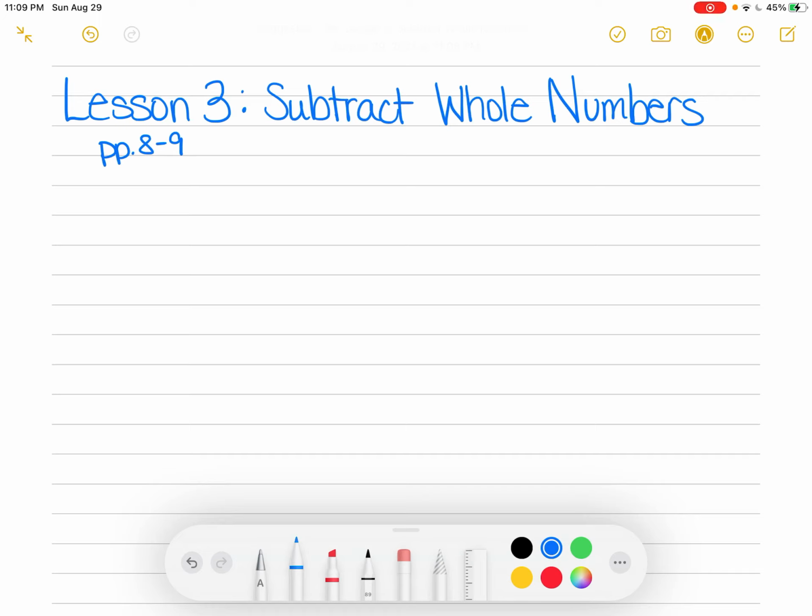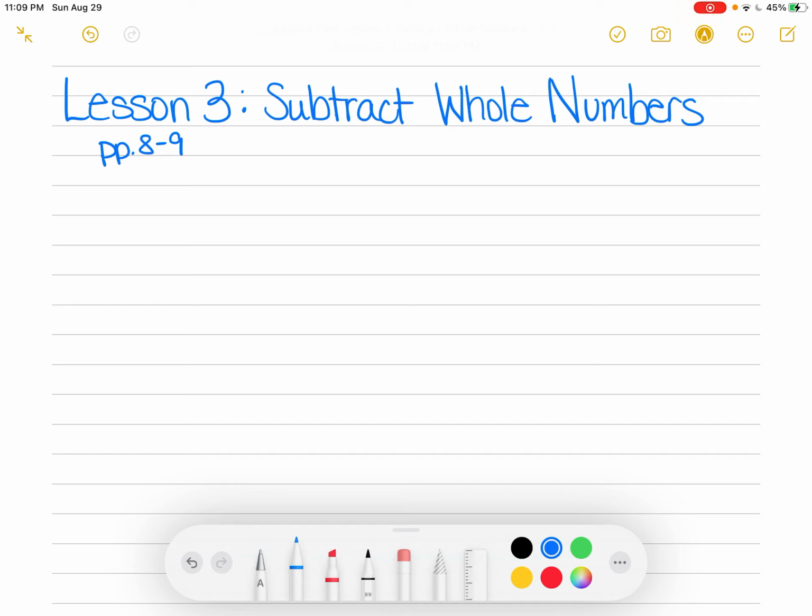Hello students, today we're doing lesson three and this is subtract whole numbers. So we're actually gonna be doing two things. We're gonna be subtracting the whole numbers and we're gonna be estimating the whole numbers. So let's go ahead and start with estimation.